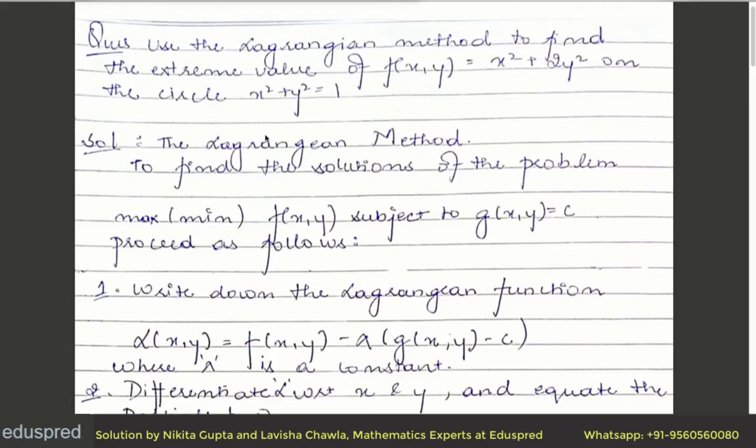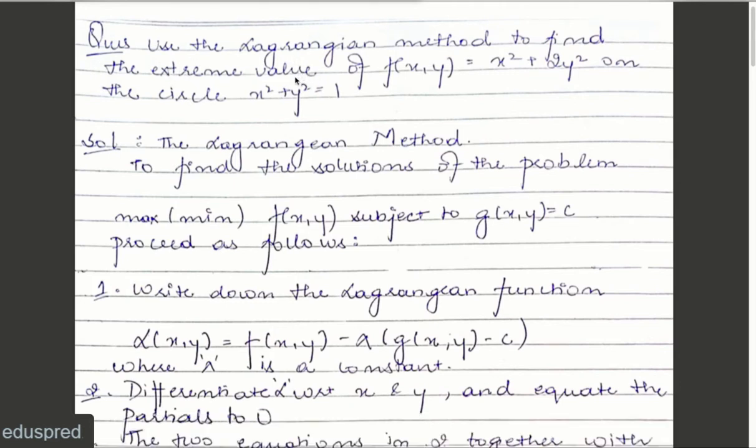In this video, we will be solving this question which says use the Lagrangian method to find the extreme value of f(x,y) equal to x square plus 2y square on the circle x square plus y square is equal to 1. Now note that the function is asking for the extreme value. Thus we have to find both minimum and maximum. Also, the question is asking us to particularly use the Lagrangian method.